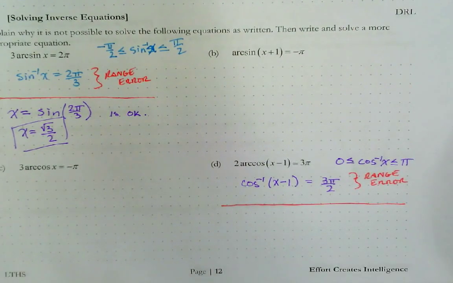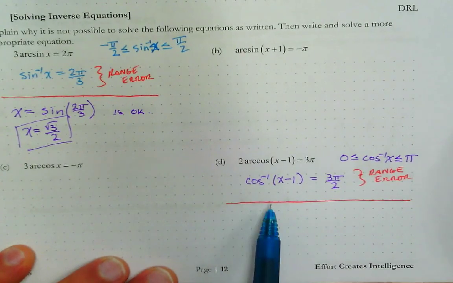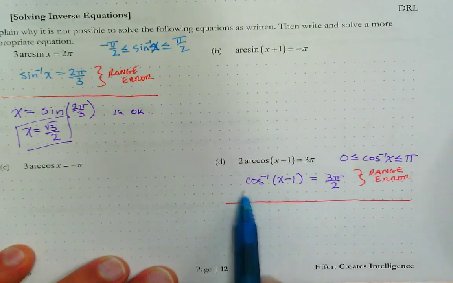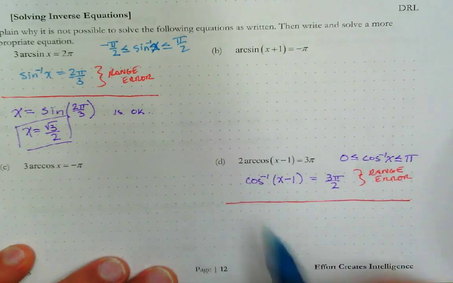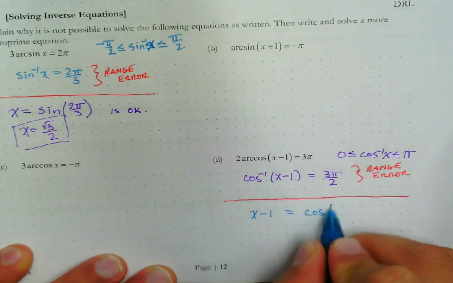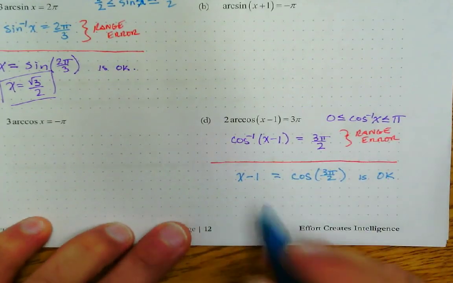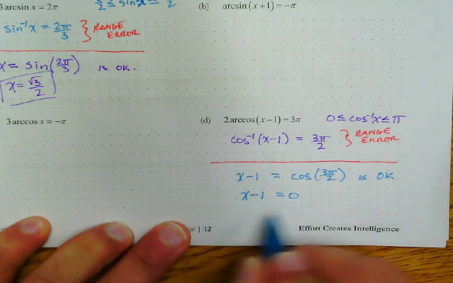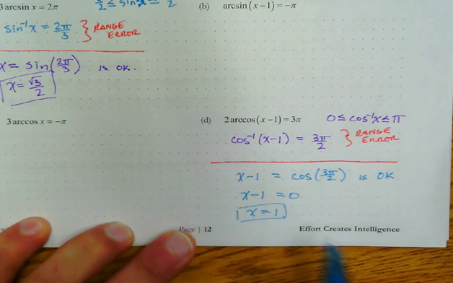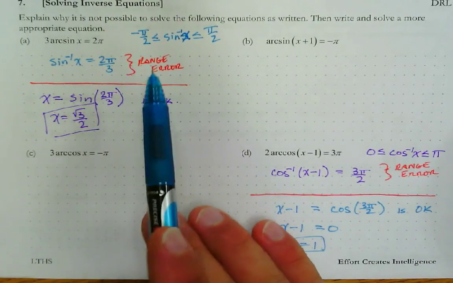However, I can think of the general idea of what this equation is representing, and the general idea is to say, hey, let me take the cosine of both sides of this to undo the inverse cosine, and that would tell me that x minus 1 is going to be equal to the cosine of 3 pi over 2, and that equation is okay to solve. And from here I could say that x minus 1 is equal to 0, and therefore x is equal to 1.